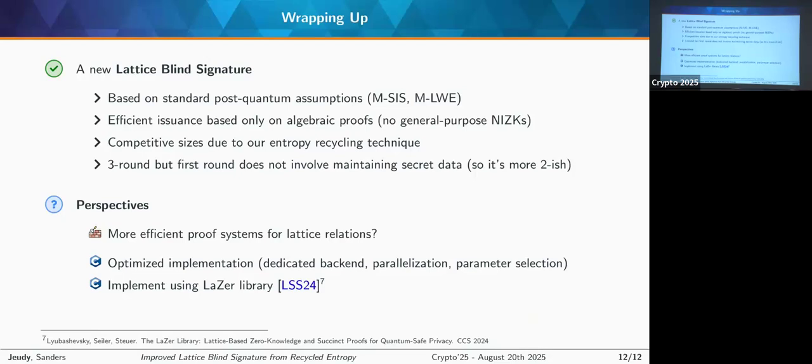And although our scheme is technically 3 rounds, the first round does not involve maintaining any secret data and could actually be merged with prior messages in more complex protocols like eCash. So it's more like 2-ish rounds, okay? And in terms of perspective, I would say we now need to focus on the zero-knowledge part, either by finding new proof systems for lattice relations to reduce the size, or by having an optimized implementation for better timings.